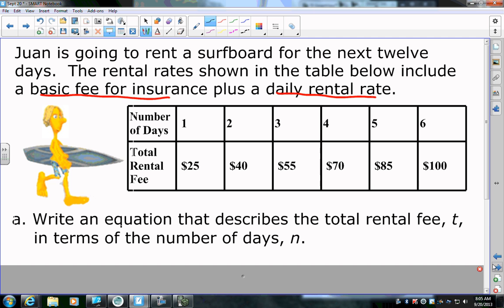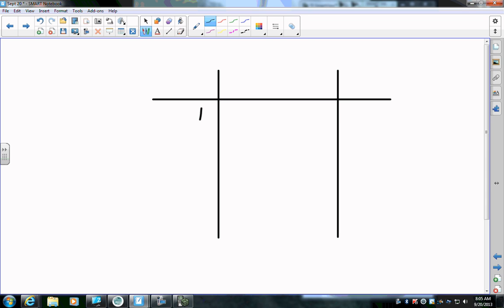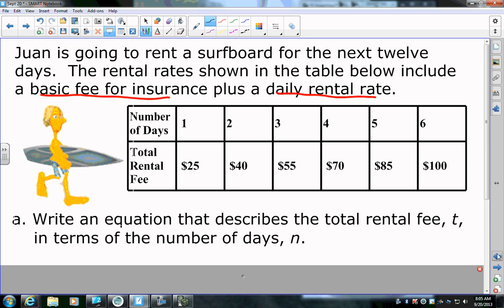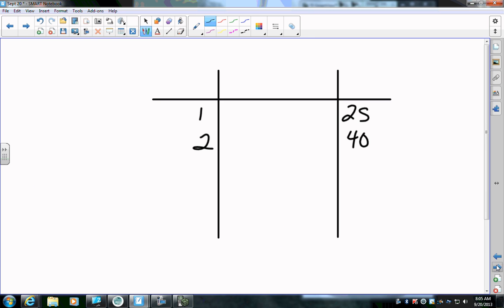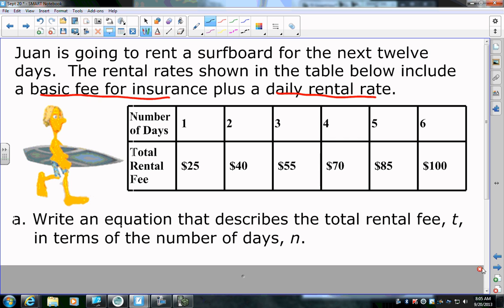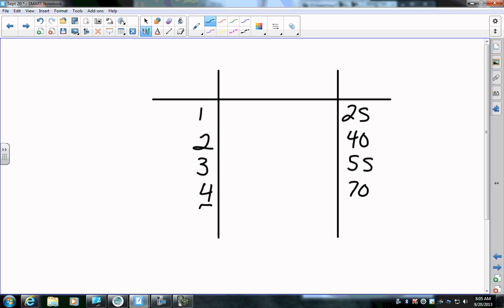Okay, so I have 1 and 25, 2 and 40, 3 and 55, 4 and 70, 5 and 85, and 6 and 100. Okay, so first thing you would do is find delta y, the change in y.